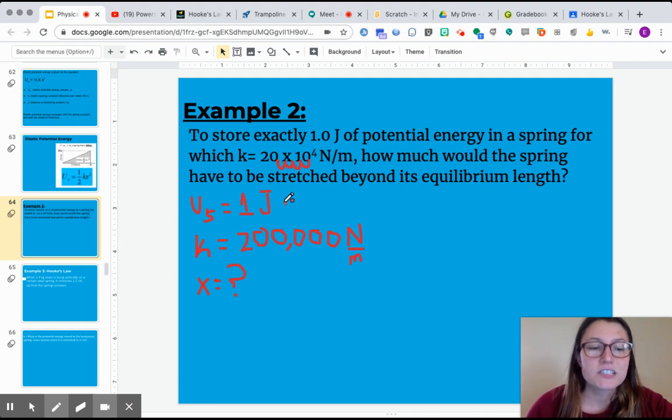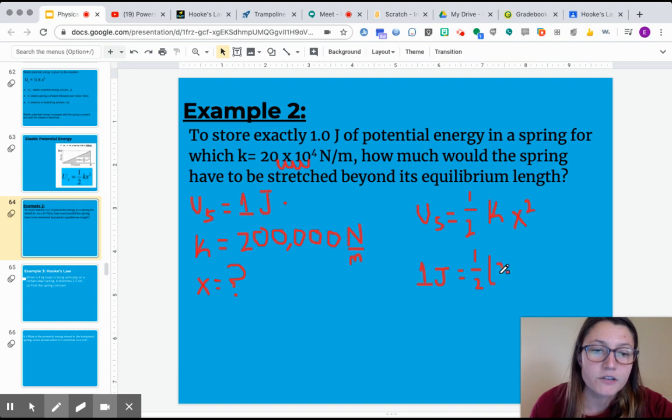So if we have elastic potential energy, we know how much energy is stored based on its position, and we have the rigidness of the spring. We can use the elastic potential energy equation to determine its position. So we're going to plug in what we know. Our elastic potential energy is equal to 1 joule. That must be equal to 1/2 times our spring constant, which is 200,000.